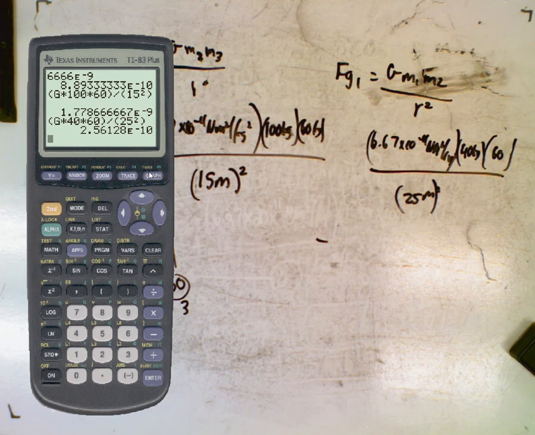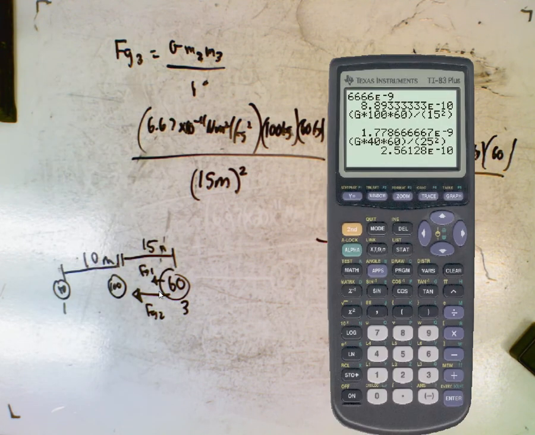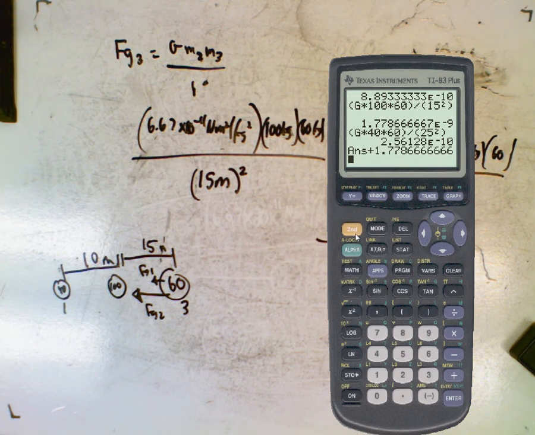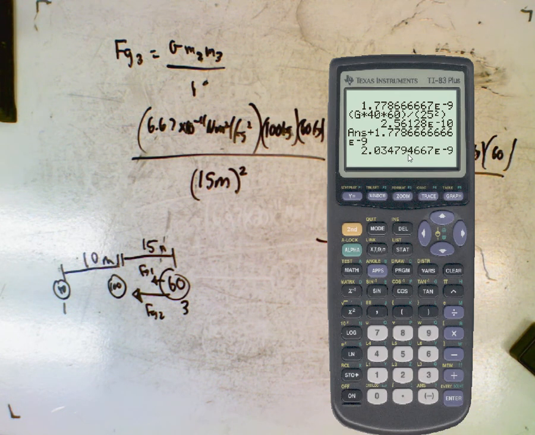Right? And according to our free body diagram, both forces are in the same direction, so we just have to add those together to find the net force, right? They're both going to the left, so we would add this to 1.778666666 times 10 to the negative 9, and then this should be our net force acting on it. Okay.